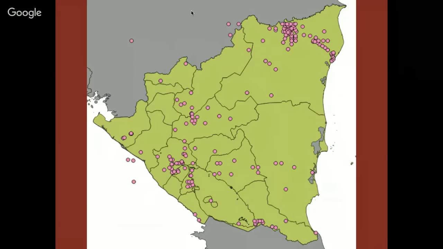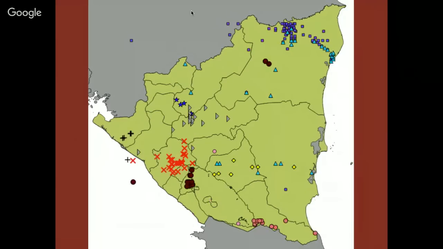But then I'm just going to do another little trick, and it's the same thing I just showed you for country, but I'm going to give a different symbol for each major division, state. And so, for example, look at these black crosses.